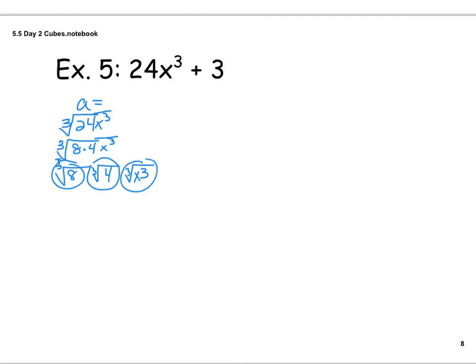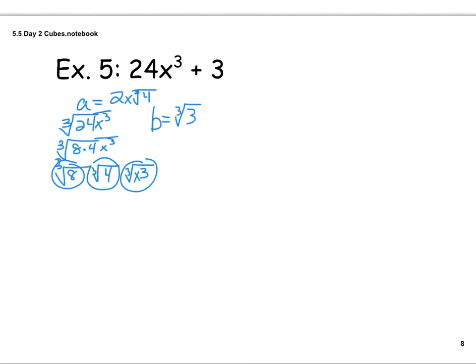So my answer for the cube root, or my a value, is really 2x multiplied by the cube root of 4. All right, so a would be equal to 2x multiplied by the cube root of 4. B would be equal to the cube root of 3.